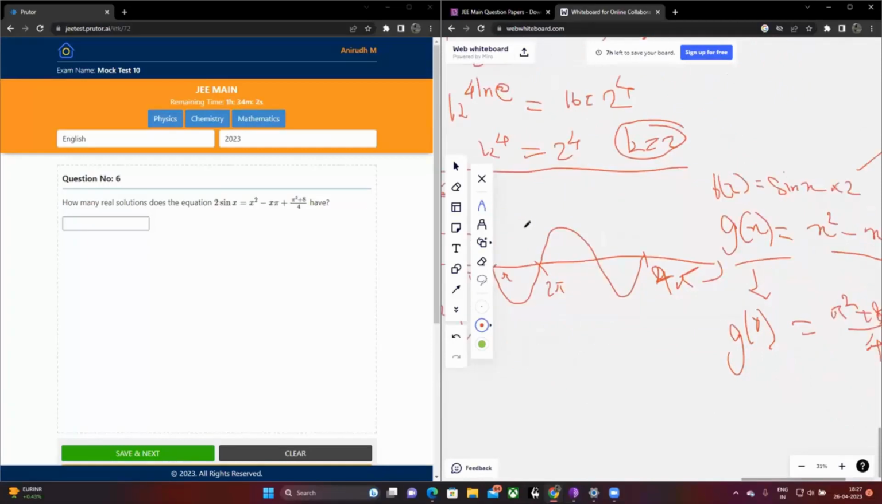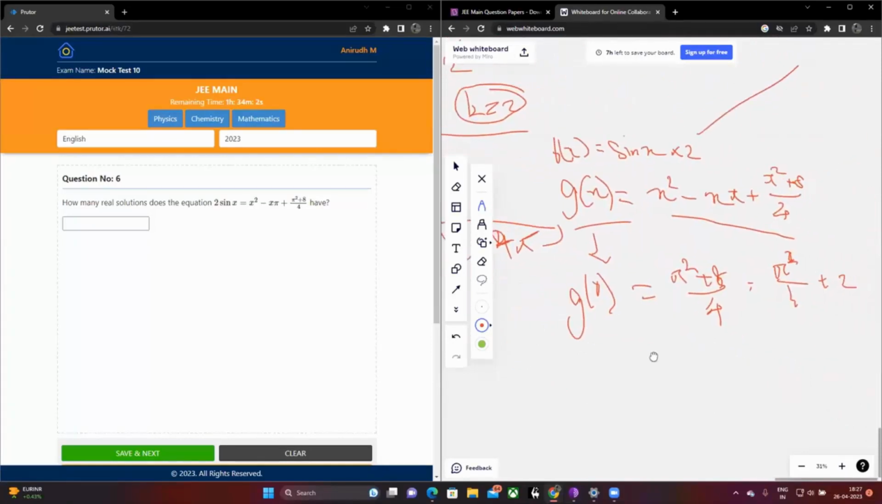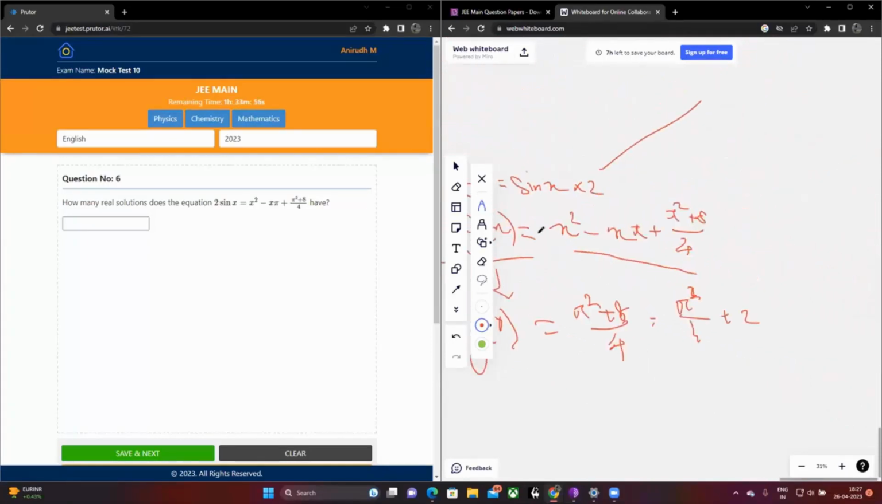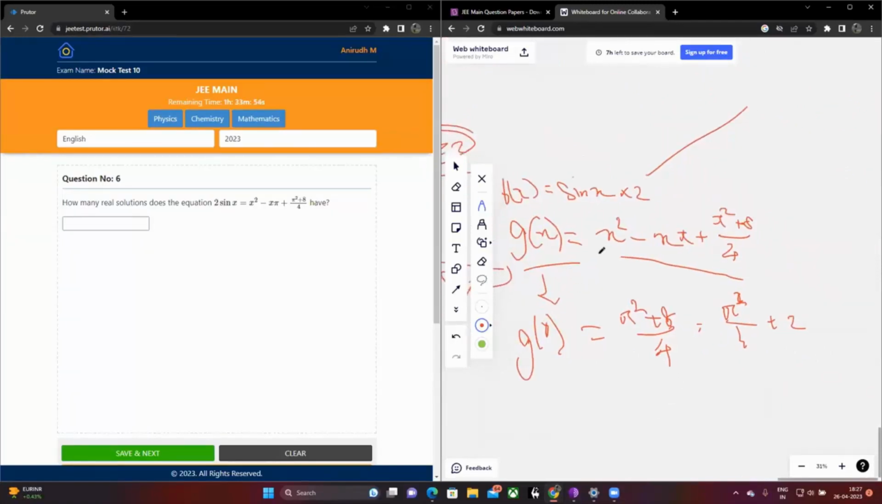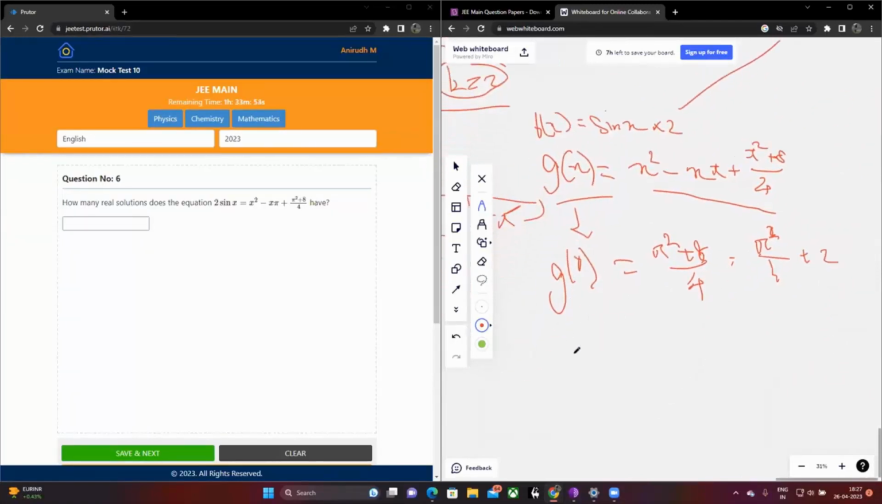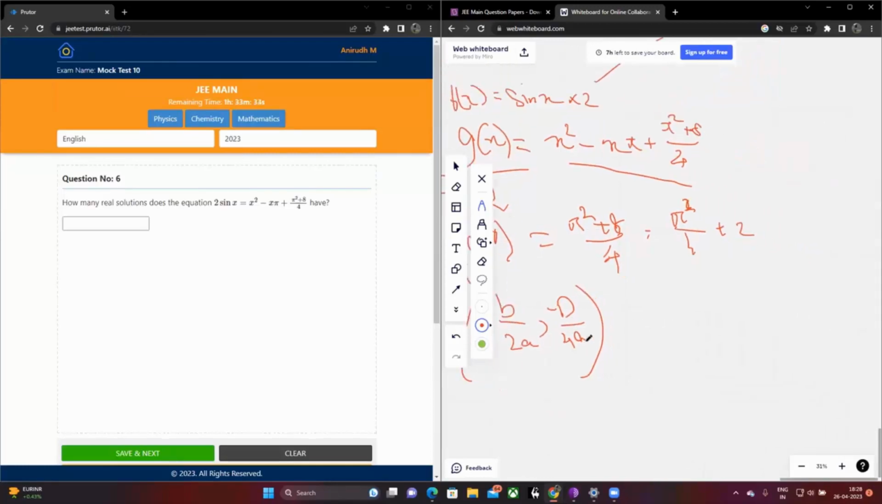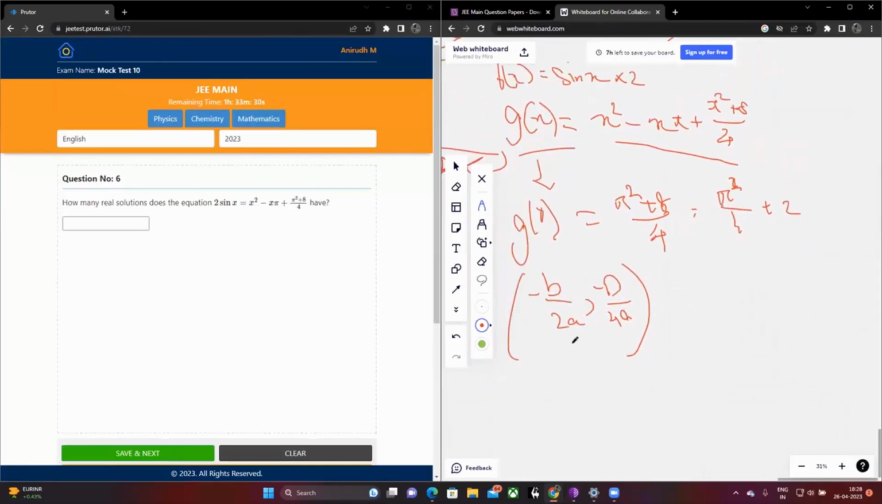And check the value at pi by 2, right? Or better yet, check the minimum of this graph, right? For a parabolic graph, I hope that you guys know that the minima is given by minus b by 2a and minus d by 4a, right? If you don't, it's an easy process to just differentiate this function, get the value of x at which it's a minimum, and then substitute that x to get the functional value, right? So this minima is given by minus b by 2a, minus d by 4a.